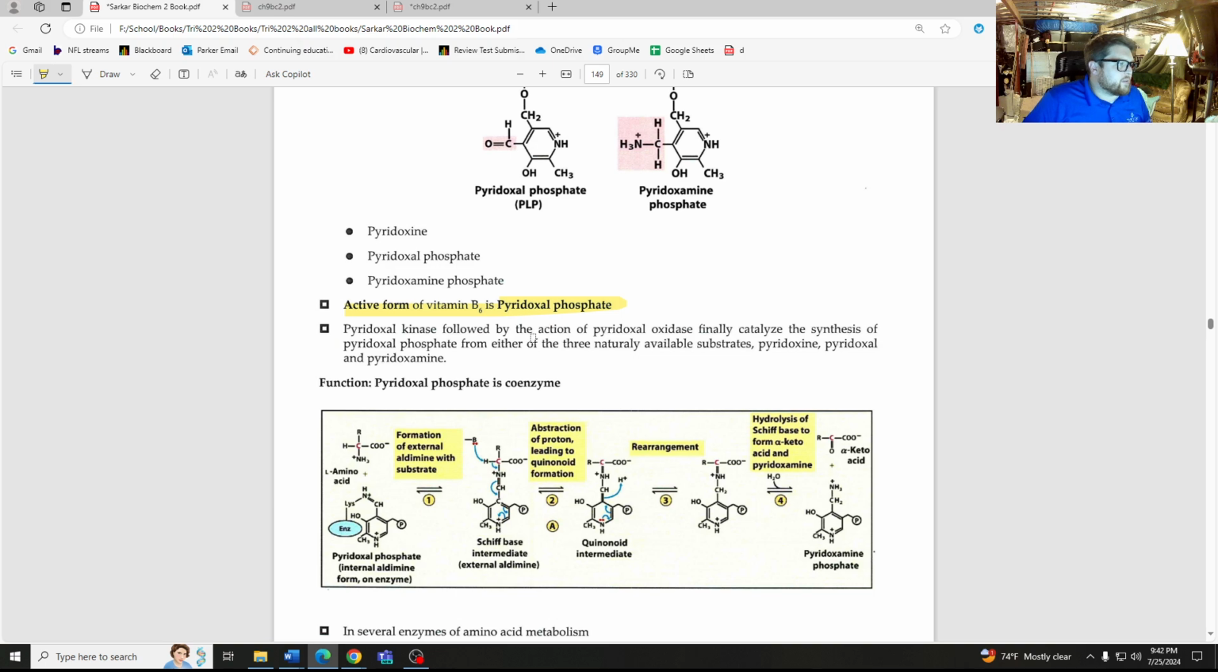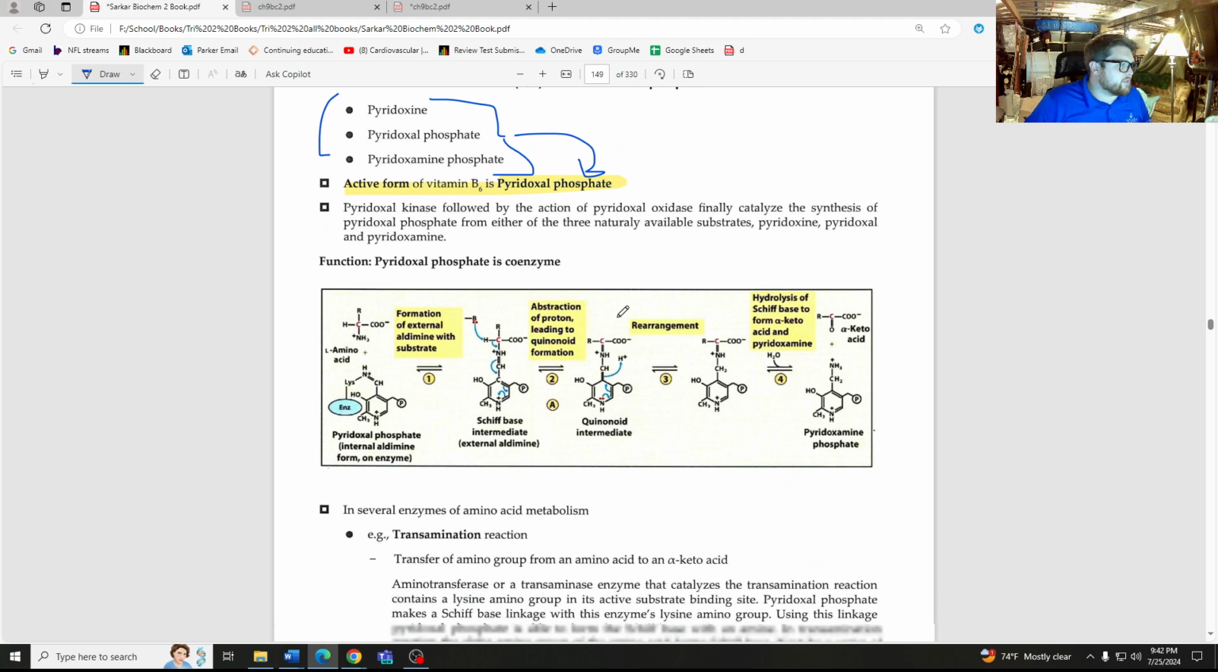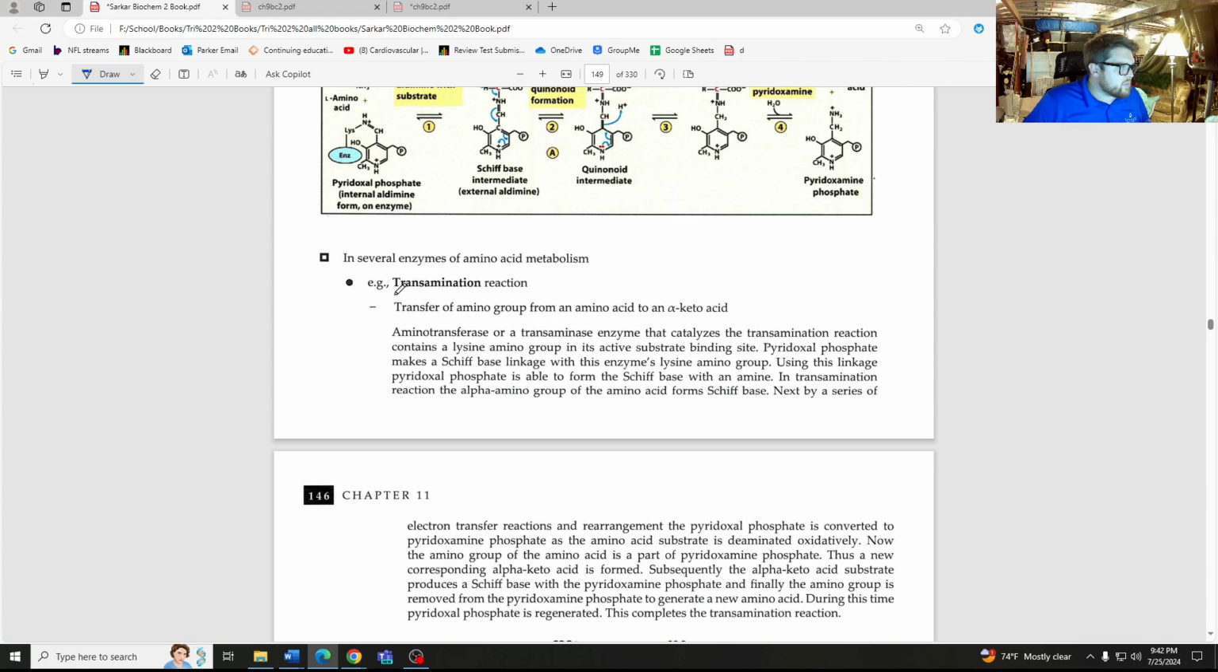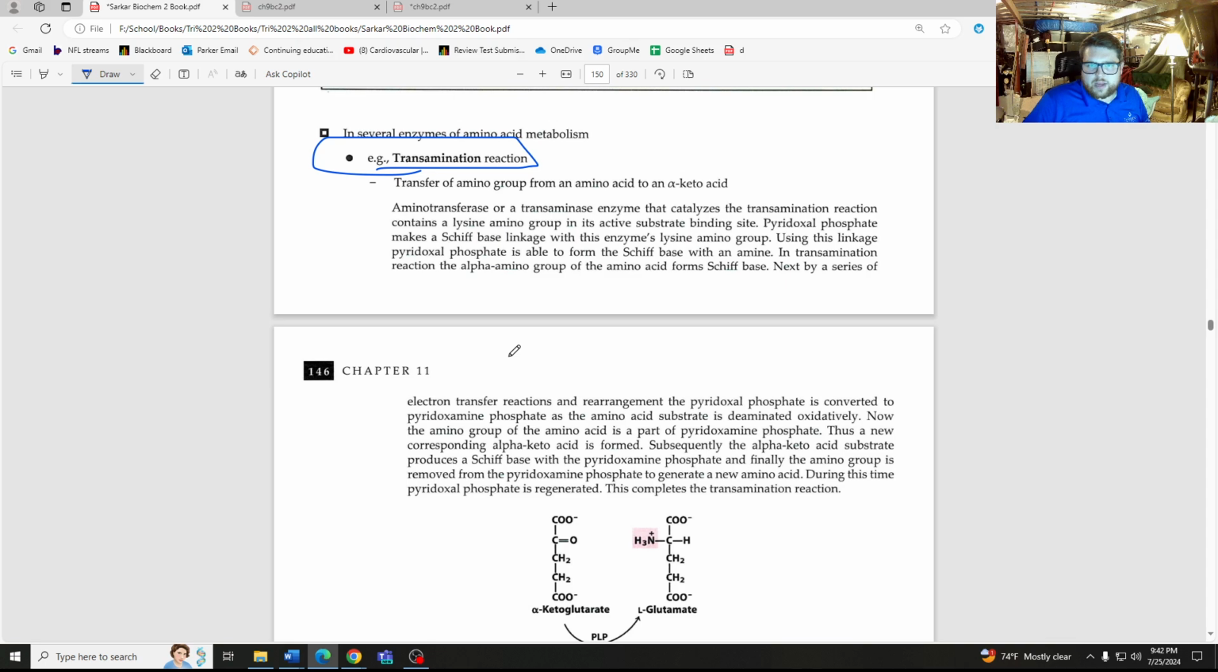Pyridoxal kinase, followed by the action of pyridoxal oxidase. Pyridoxal oxidase finally catalyzes the synthesis of pyridoxal phosphate from either of the 3 naturally available substrates. So any of these get acted on to turn into pyridoxal phosphate. You want to remember these names, you want to remember the active form name, and they do transamination reactions.